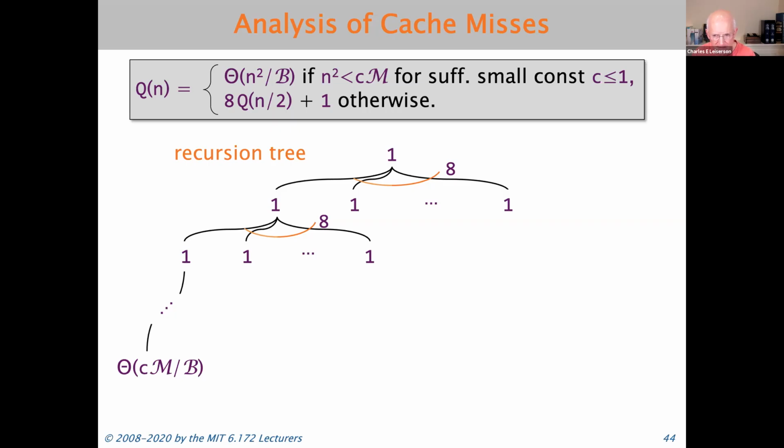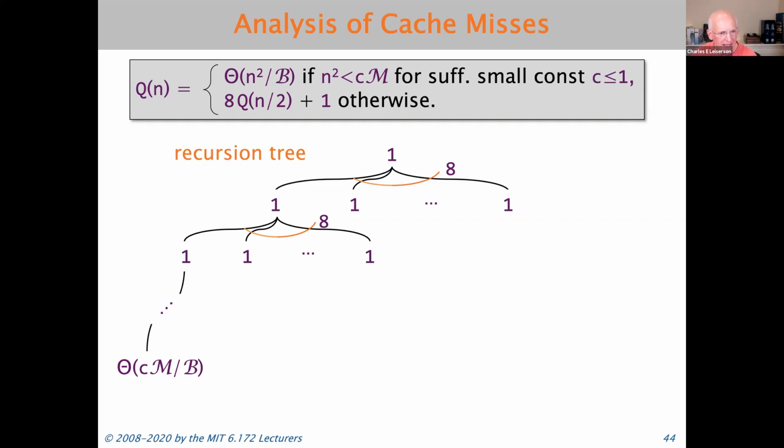Now I could have dropped the theta notation, but I kept it in to show just an extra step. So when you go back and look at this, you can figure it out. This is because n squared is going to be about CM. And so therefore, the base case, the first line in the recurrence, is really something at that point like theta of CM over B.